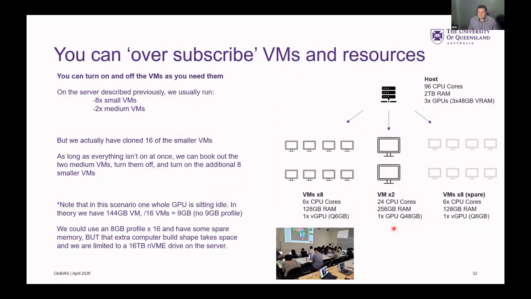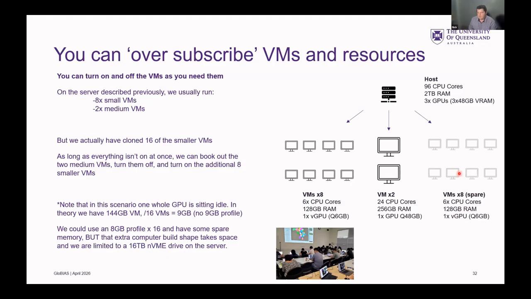Another cool thing we can do is we can oversubscribe our VMs and the resources. So what I mean by that is we can turn on and off the VMs as we need them. So on the left half here is what I showed you. That's what lives there all the time and is running right now. But I have 8 spare VMs sitting in the wings, and they're just turned off.